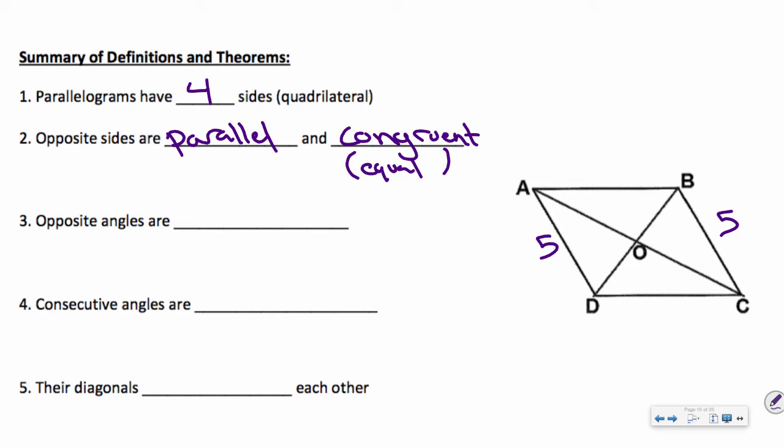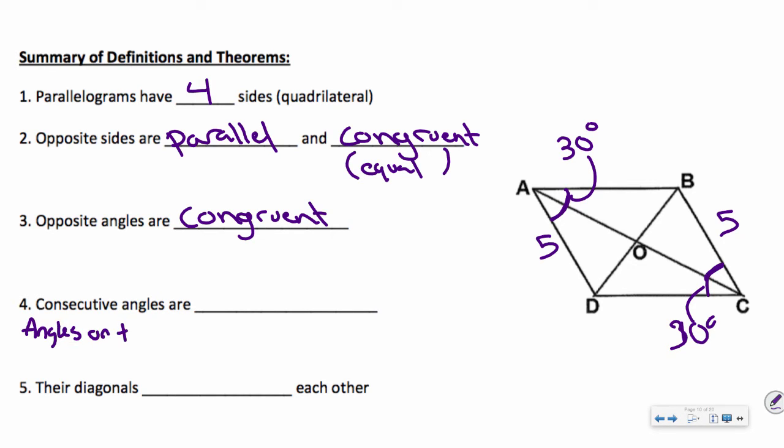Also, opposite angles are congruent. So if this entire angle here is, let's say, 30 degrees, then this entire angle here is 30 degrees because they are opposites, they're on opposite sides of the figure. Consecutive angles, otherwise known as angles on the same side, are supplementary.